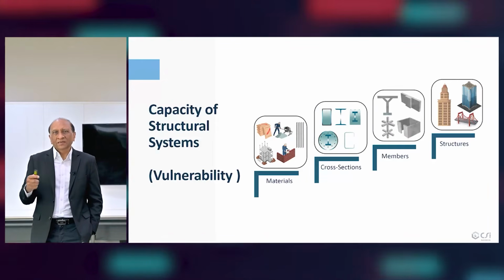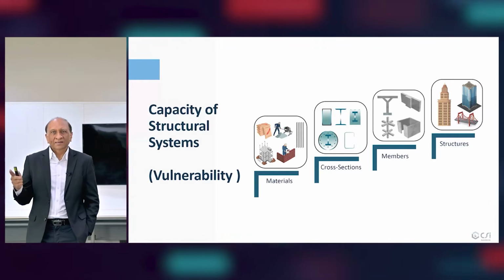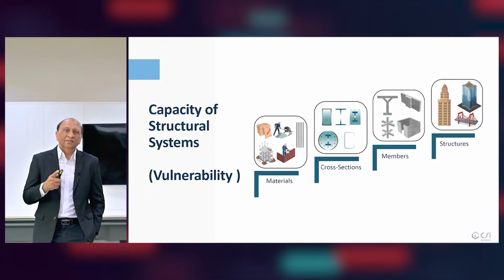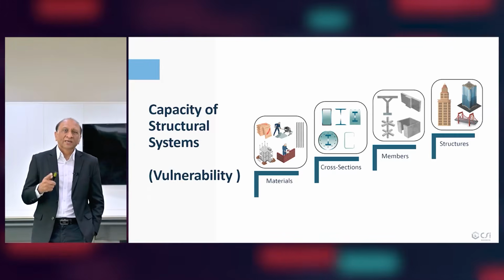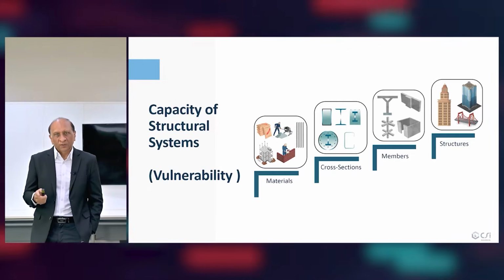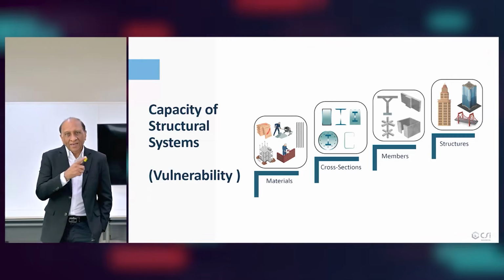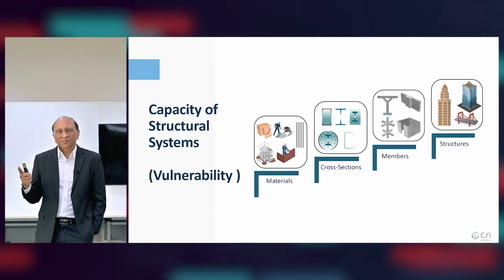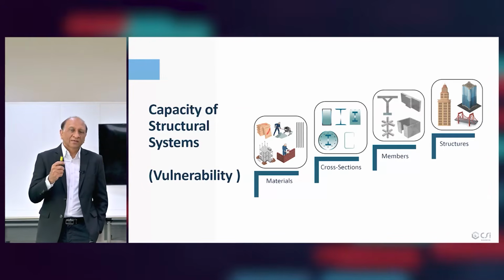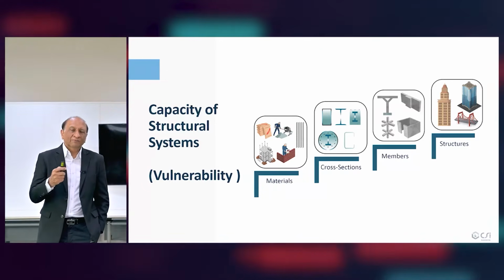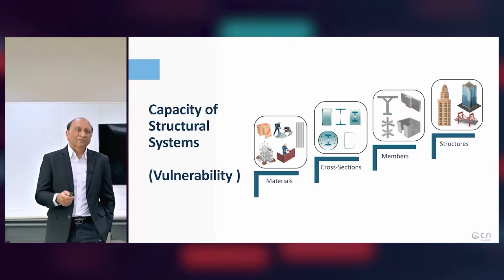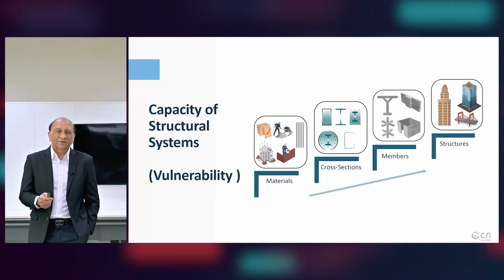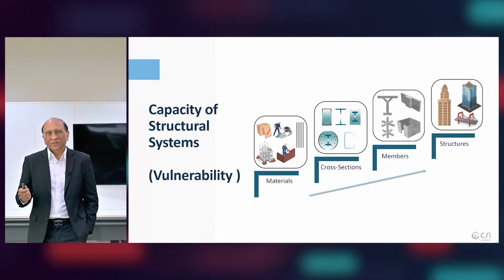Vulnerability, capacity, and everything about a structure is in a hierarchical system where it starts from materials. So we can see the importance of the material response, to the cross-section response, to the member response, and finally to the structure response. And any steps that we take along this ladder will affect the steps above them. Which means that to make these structures, we have to start with the materials and cross-section.